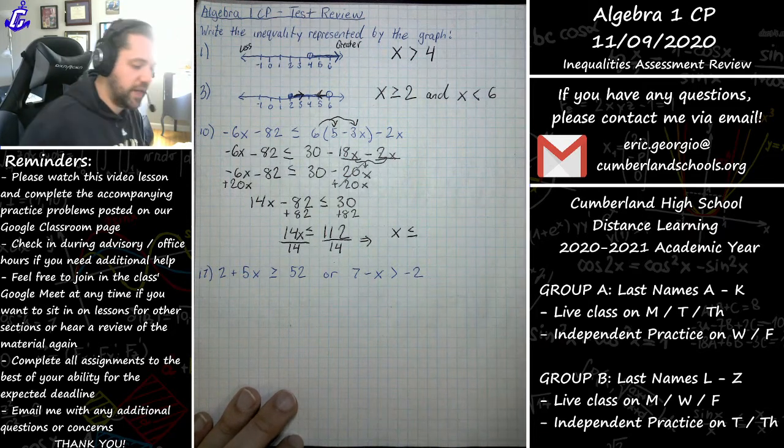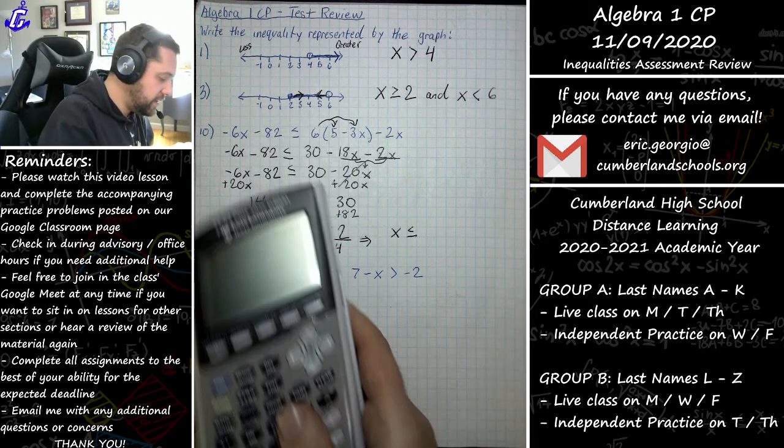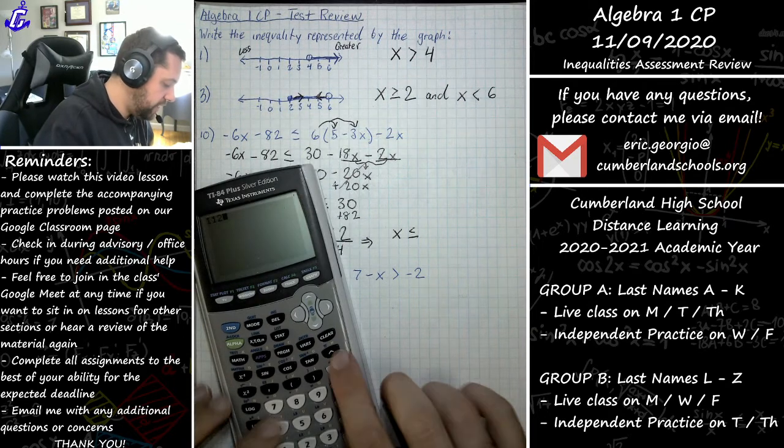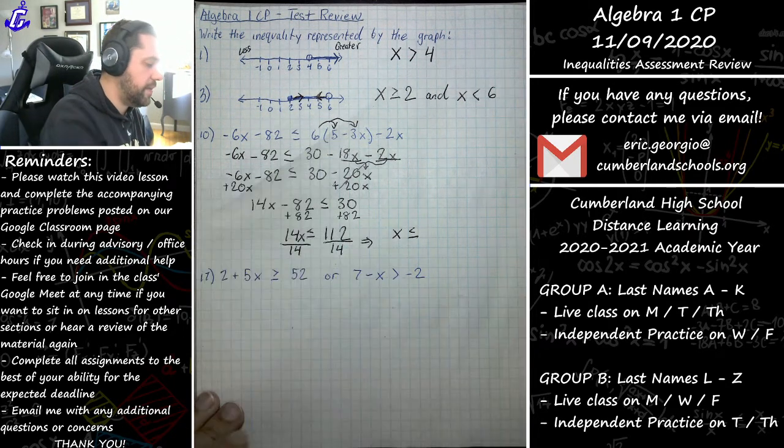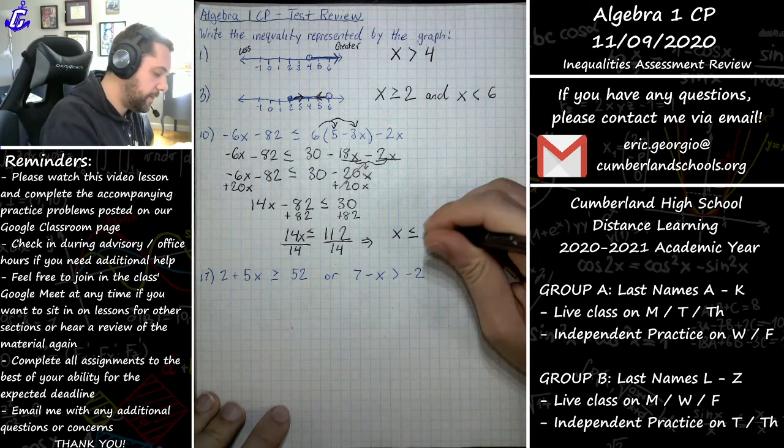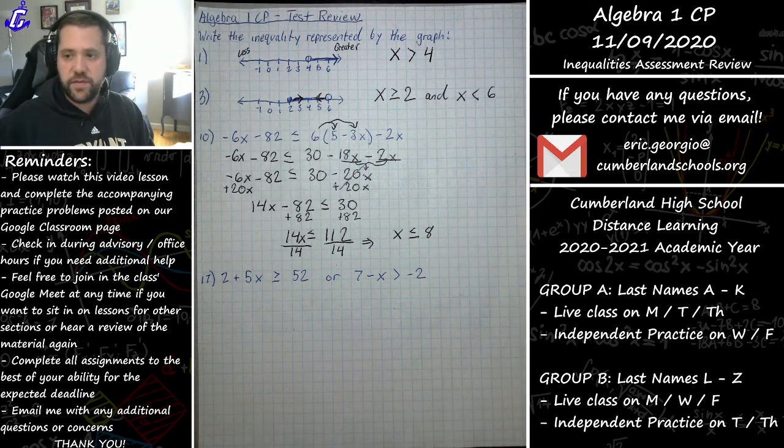But let me just double check my calculator here. If I do 112 divided by 14, we get 8. Just wanted to double check. x is less than or equal to 8.